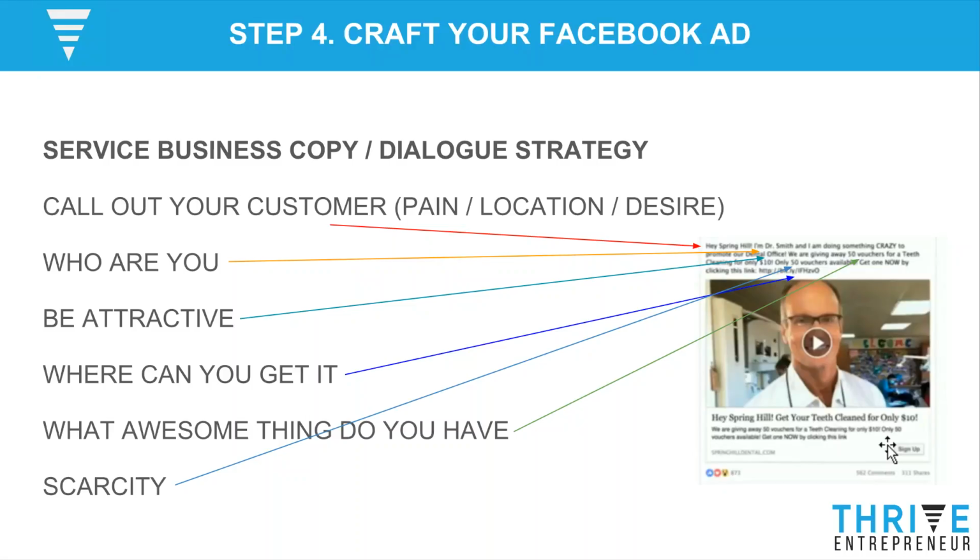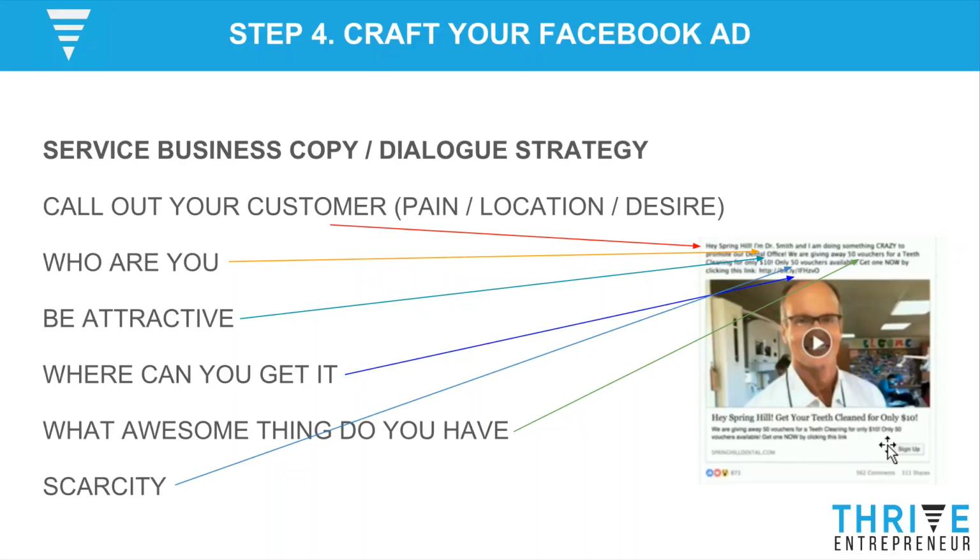You want to let them know where they can get the offer. At the bottom it says get one now by clicking this link. So they know that if they click the link, they can get the offer. If you're running an image, they can just click the image, but you want to put the link in there anyway. Either one, it will still take them to the same place.